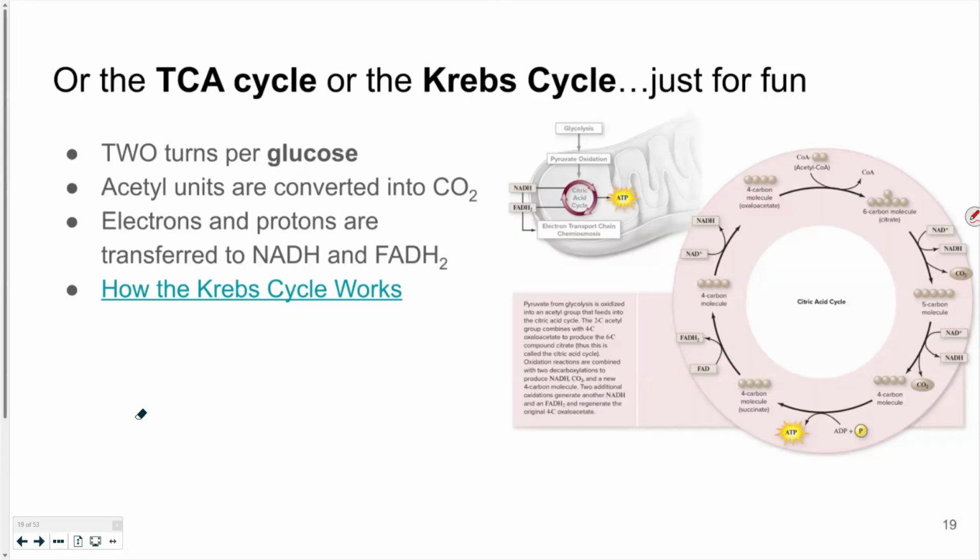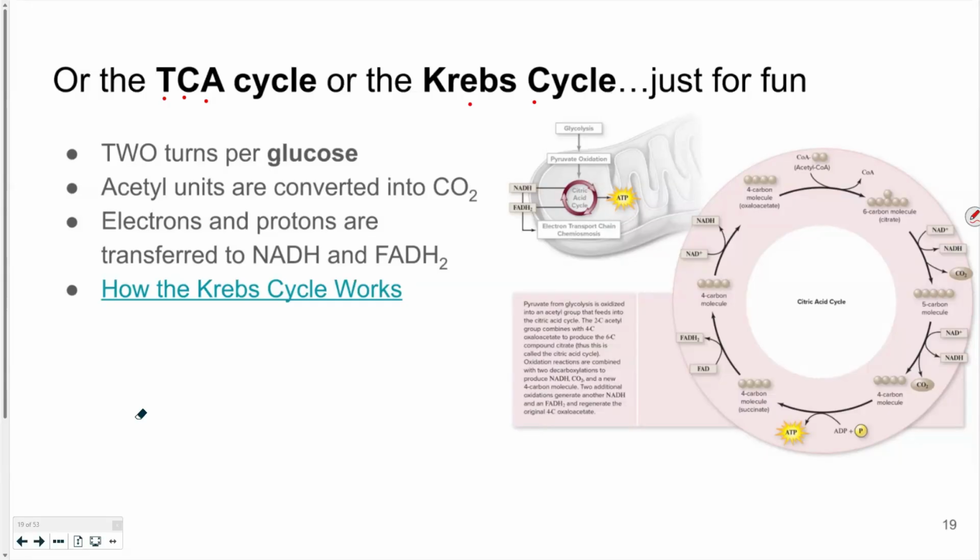And just as a heads up, when you're studying this material and using other sources, you're going to see the TCA cycle, which means the citric acid cycle. You're also going to see it called the Krebs cycle, which is named after the scientist that described this process. But for the sake of our class, I will always call it the citric acid cycle. This material is tricky enough. I don't need to try to trick you, but I did want to give you a heads up so that you're not confused about what the TCA is or what the Krebs cycle is. It is the citric acid cycle.